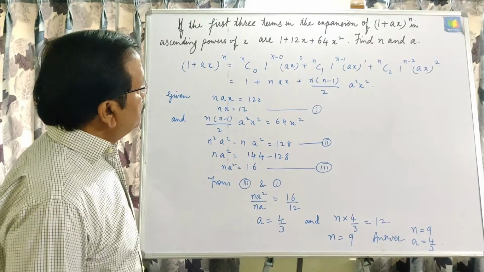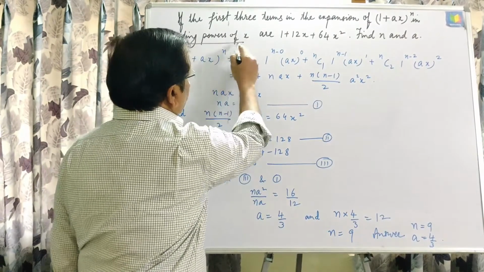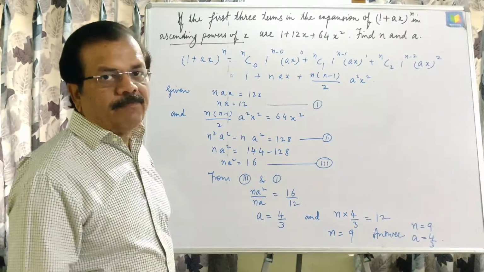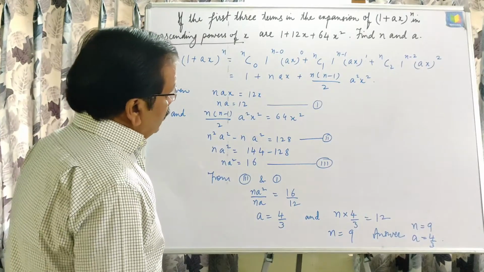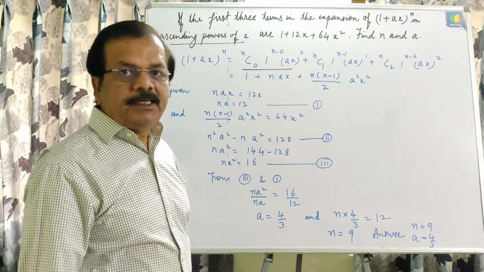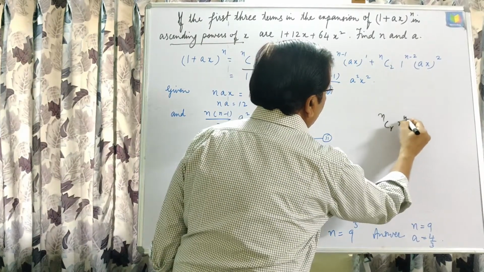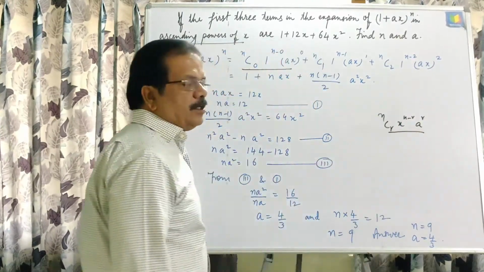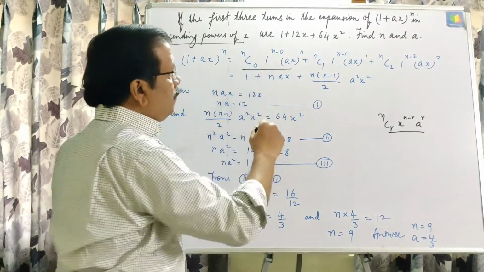If the first three terms in the expansion of (1 + ax)^n in ascending powers of x are 1 + 12x + 64x², find n and a. This is a very important question, and first of all you try to understand, whenever you are writing the expansion, for each term if you use this formula nCr x^(n−r) a^r in the expansion of (x + a)^n, then you will never be confused.